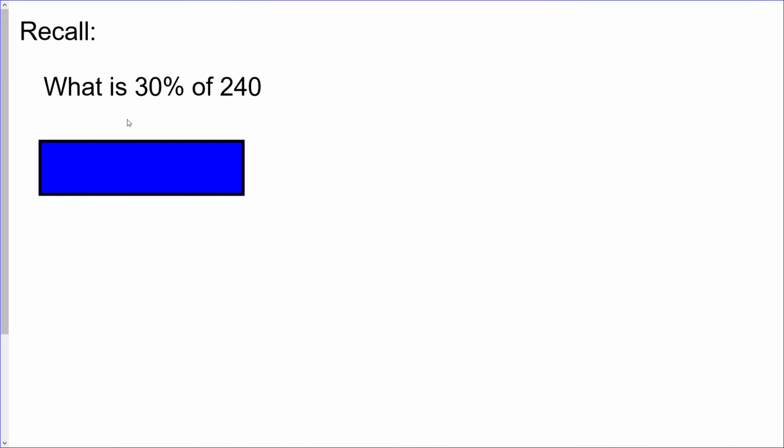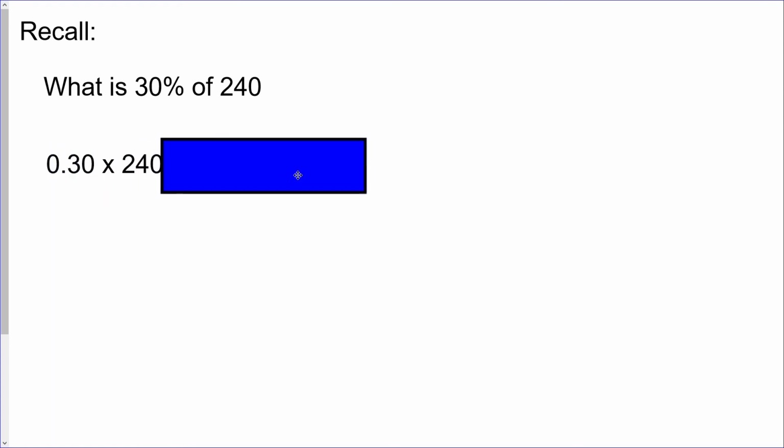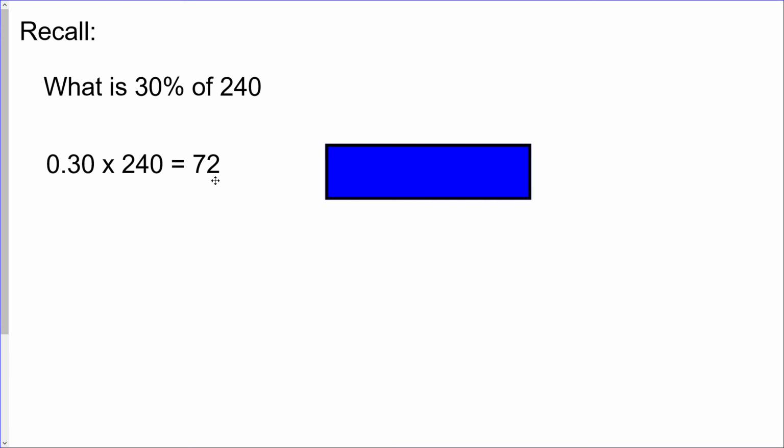This is just a quick recap of some of what we've done with percents before. So what is 30% of 240? It's fairly straightforward. Again, you are just doing the same thing as always. You're turning the percent into a decimal and then multiplying that by 240, the other number, to get the percent. So that means 72 is 30% of 240.